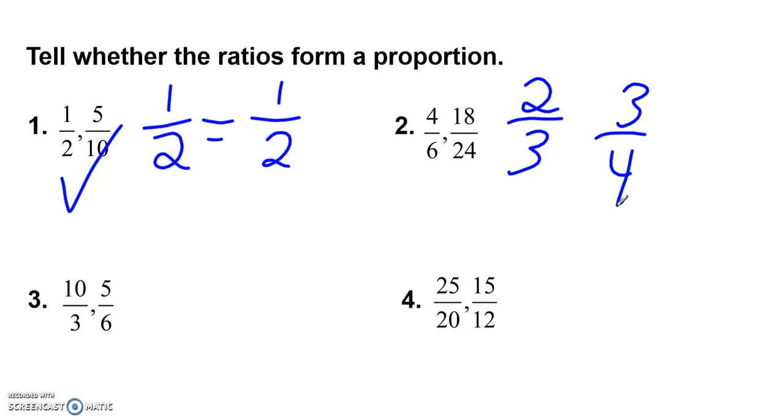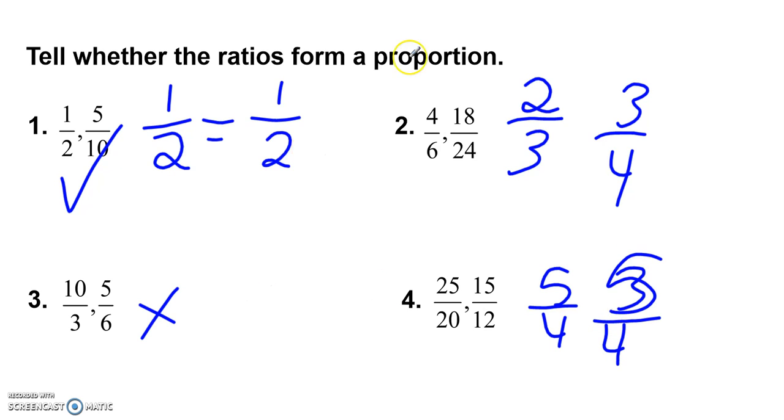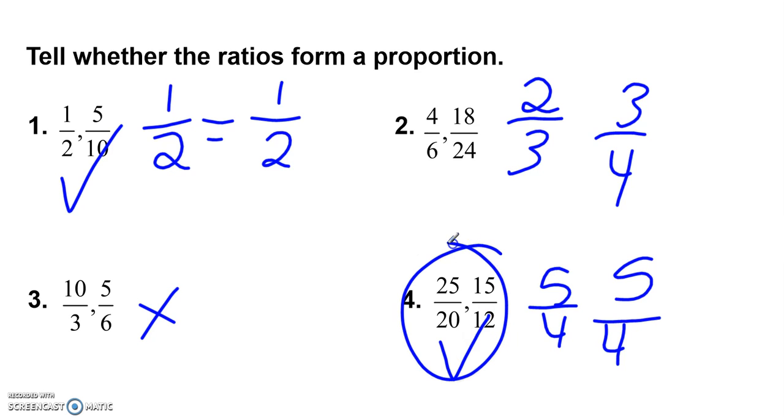Here we have, they're clearly not proportional. And then if we simplify the first one by 5, we get 5 over 4, because 3 goes into 15 5 times, and 3 goes into 12 4 times. So that means yes, these ones are proportional, these ones are proportional, these ones aren't.